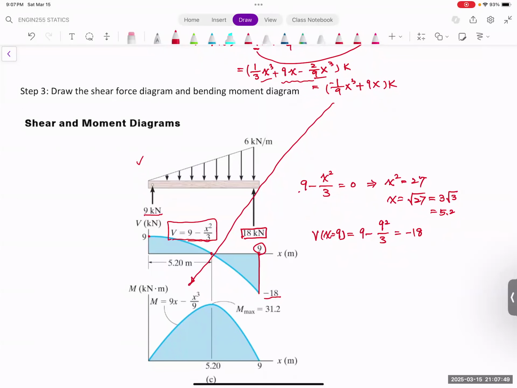And if you draw this line here, it's going to be this parabolic curve, and you can find where the maximum is, right? How do we find the maximum if you know this equation?